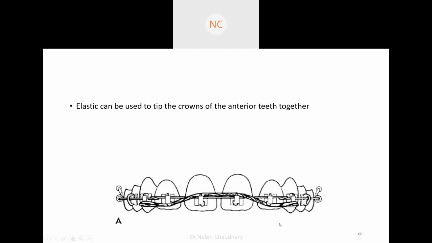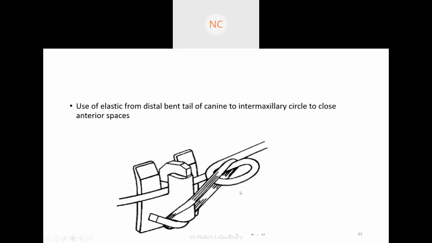Also, the elastics can be used in order to close the space which is present anteriorly. And also we can tie the elastic. This is the loop that is present medial to the canine, and the elastic can be applied from the hook of the canine to this loop, and this can be used to close the space which is present anteriorly.